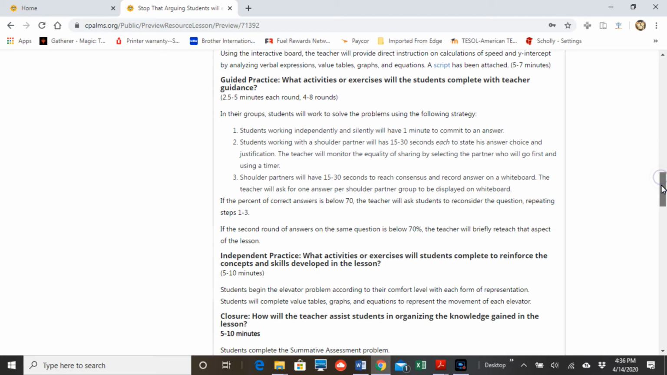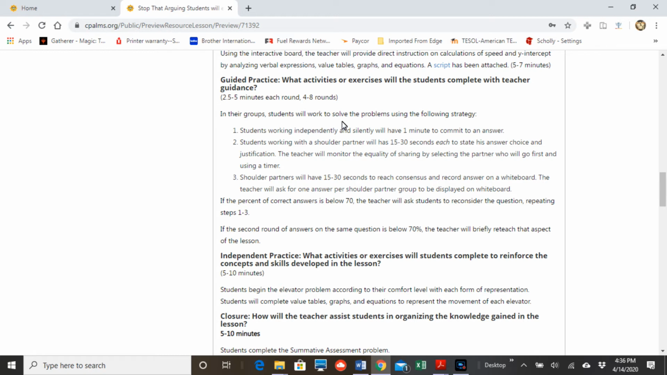And here we have guided practice. What activities or exercises will the students complete with teacher guidance? So this is what is going to happen with the teacher. This is not independent work. So here's what's happening. 2.5 to 5 minutes each round, and there are 4 to 8 rounds. So if I say, okay, well, they're going to spend 4 minutes, and there's 4 to 8 rounds. That's 16 to 32 minutes right here.